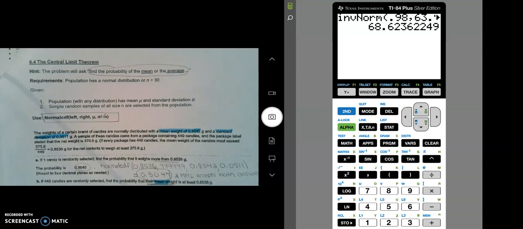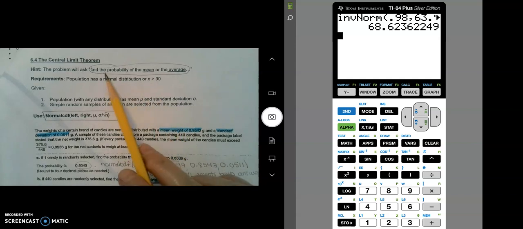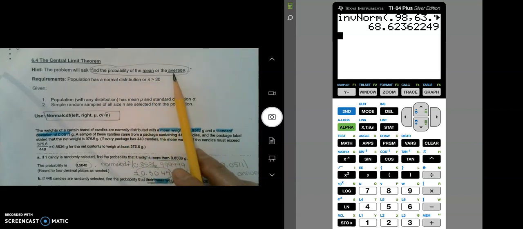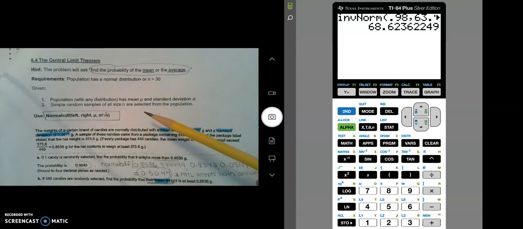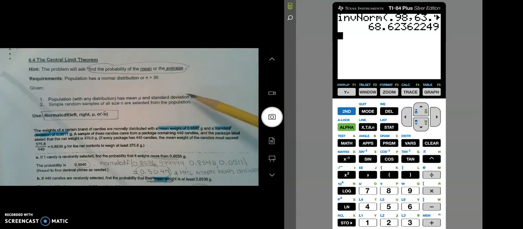Okay, so I'm going to do an example from the homework talking about the central limit theorem. The hint is they'll say find the probability of the mean or the average. And then you have to make sure either the original data is normally distributed or your sample size is more than 30. You're already given the distribution, the mean, the standard deviation, and sample size, and they are randomly selected.